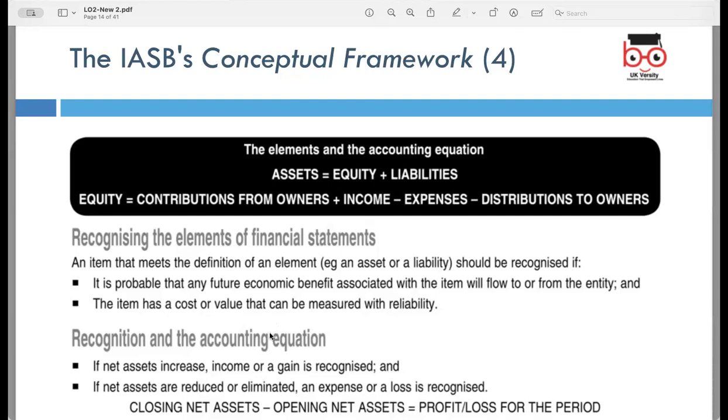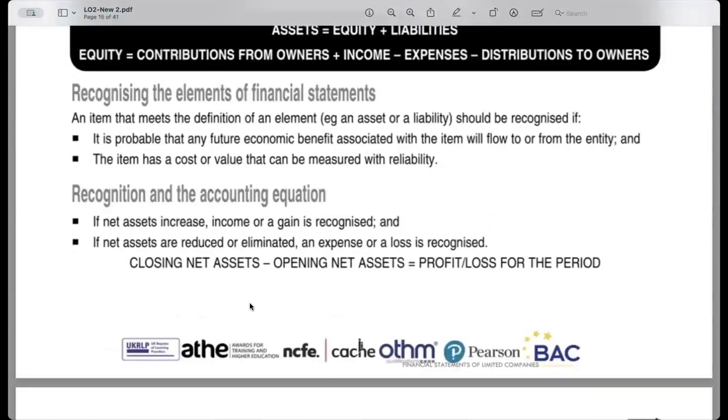Impact on net assets. Recognition affects the accounting equation. If net assets increase, this indicates the recognition of income or a gain. If net assets decrease, this indicates the recognition of an expense or a loss.